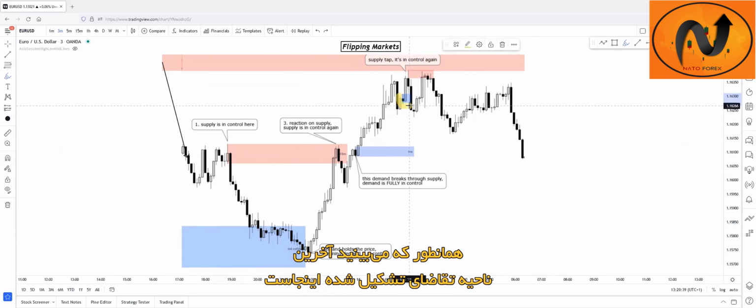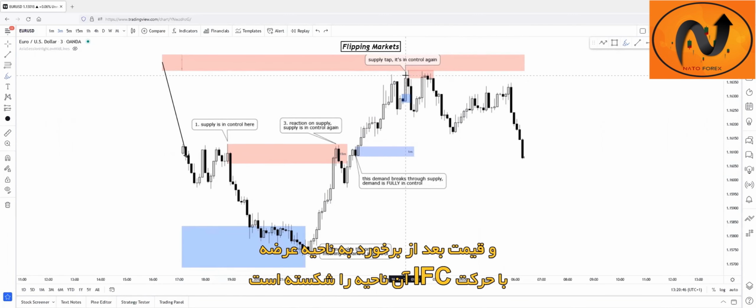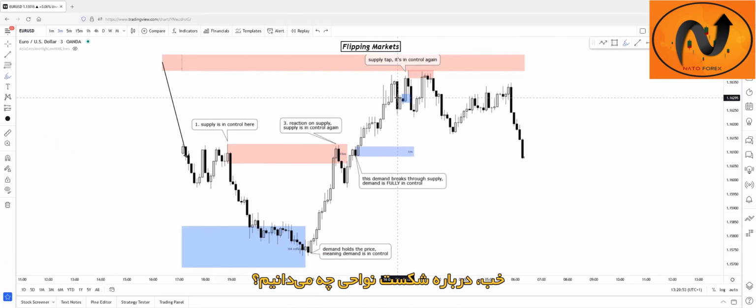And as you can see, we have this last demand zone right here, which created the inefficient movement and the break of structure to the upside. And price broke through that zone with this movement, with this inefficient movement, after the supply tap. So what do we know about zone breaks?